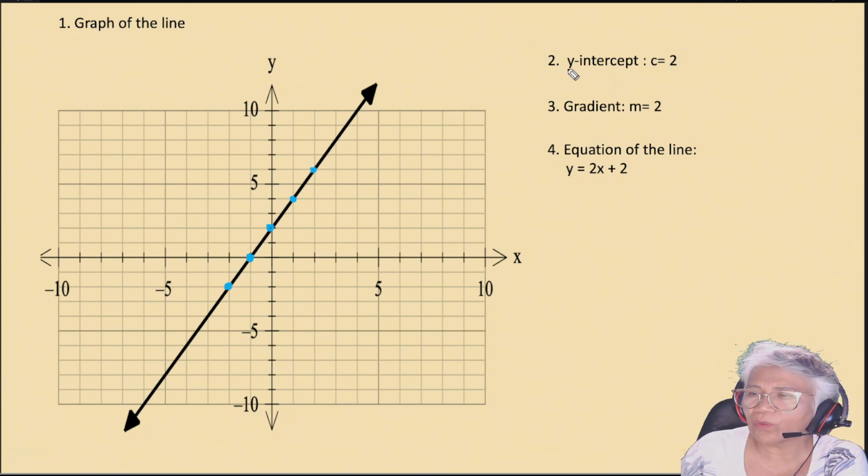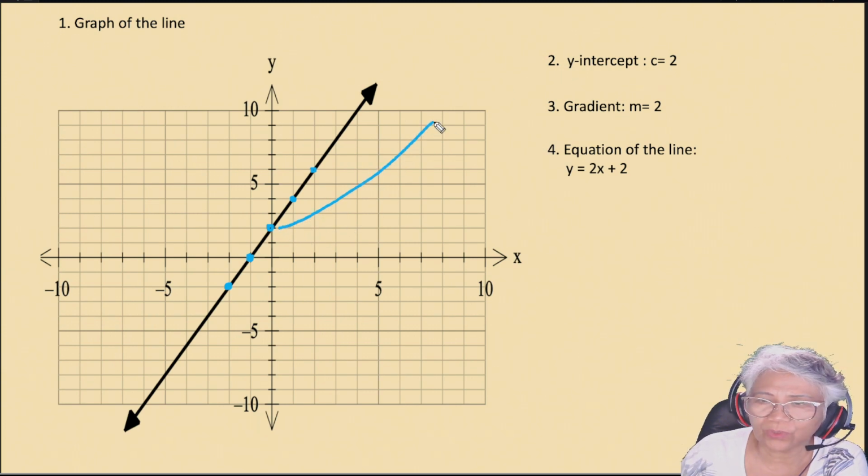And then your y-intercept, c, is equal to 2. So this is your y-intercept. Okay, gradient. So we're going to get 2 dots here. So I'll choose this one and that. So the rise is 2 over 1. Therefore, your gradient is equal to 2. Then your equation of the line would be y equals 2x plus 2.